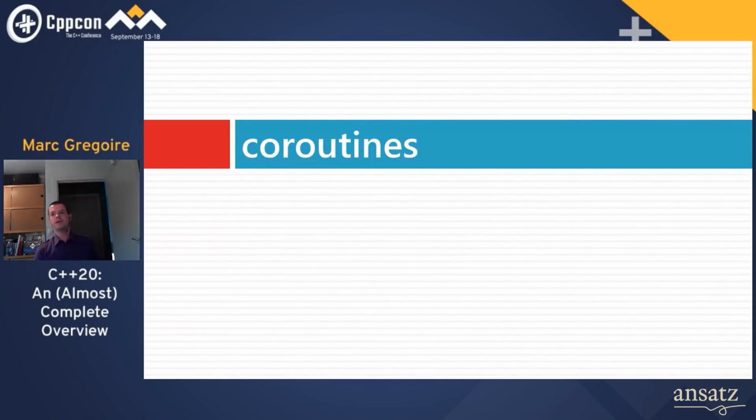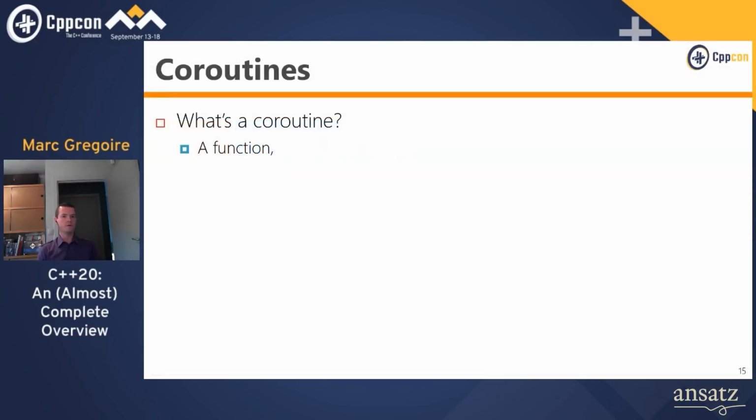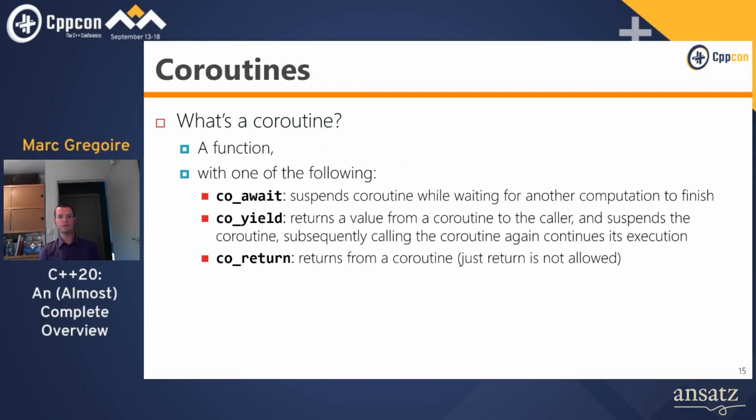The third major feature is coroutines. What is a coroutine? A coroutine is a function, but not just any function. It's a function that contains one of the three keywords: co-await, co-yield, or co-return. Co-await suspends my coroutine while it's waiting for some other asynchronous computation to finish. Co-yield returns a value from my coroutine back to the caller.